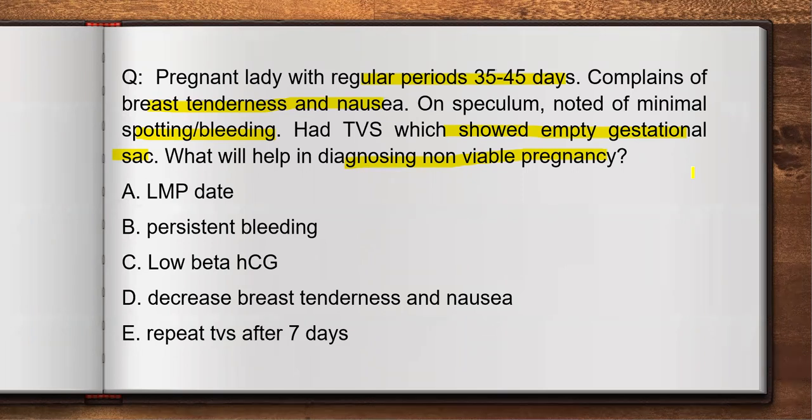So most likely this question is not totally complete as I can understand, but by the look of the question, I can see that this is a pregnant lady. We don't know the last menstrual period here. So that's actually a problem to find out the exact diagnosis. But if it's a pregnant patient, obviously an early pregnancy patient had this breast tenderness, early morning nausea, vomiting. That's one of the things. And also if that patient comes to you with spotting or bleeding, we have to think it could be a miscarriage, or even it could be ectopic pregnancy. So you did a transvaginal ultrasound which showed empty gestational sac. So what will help you in diagnosing non-viable pregnancy?